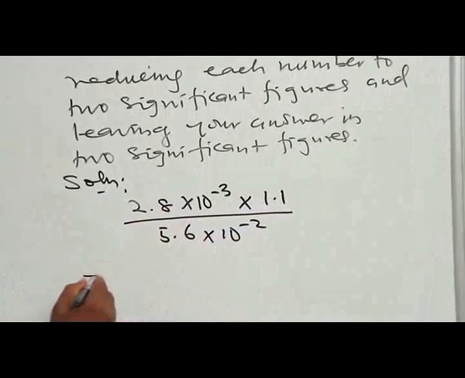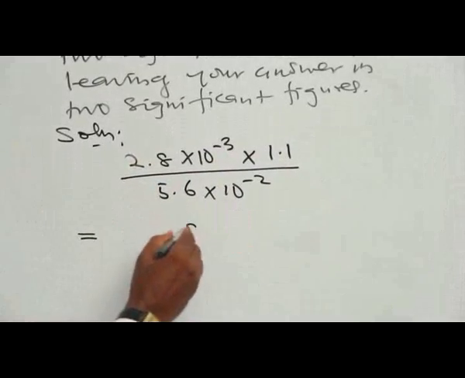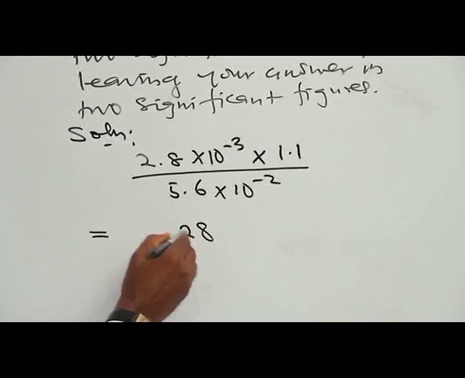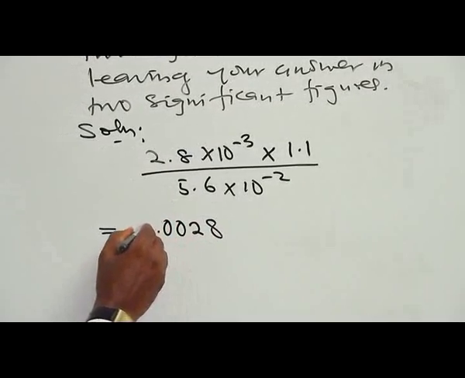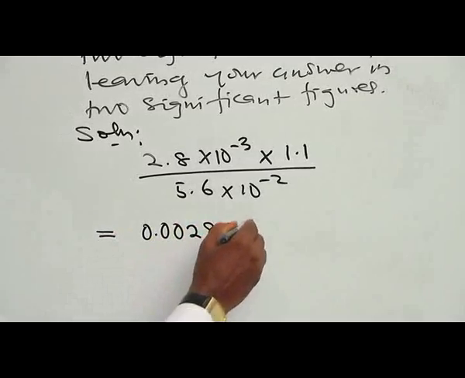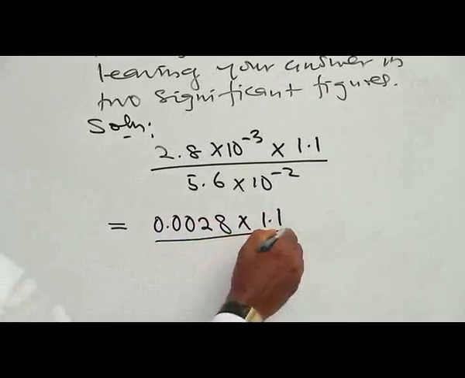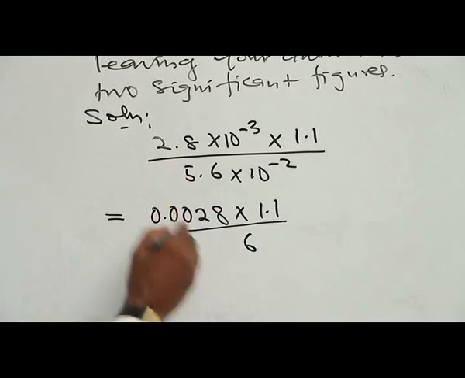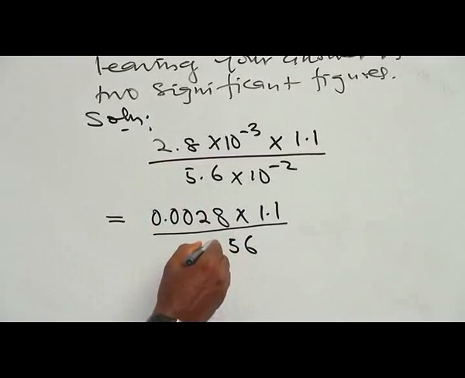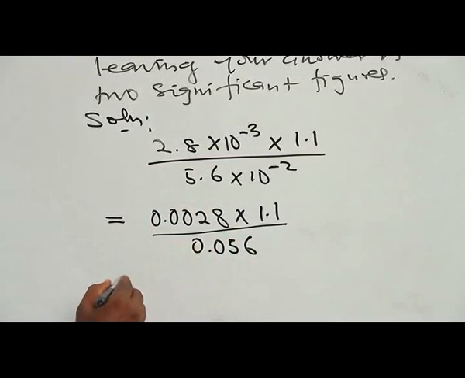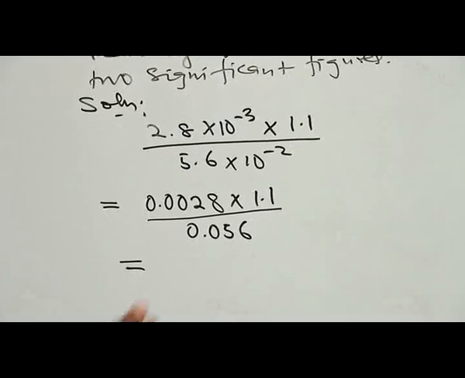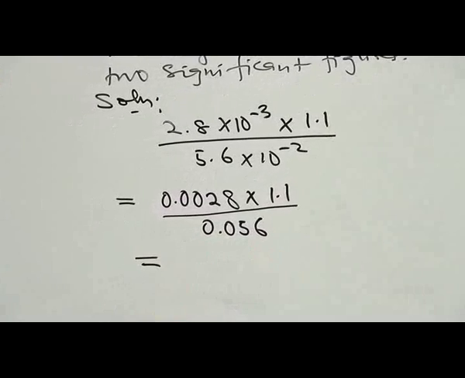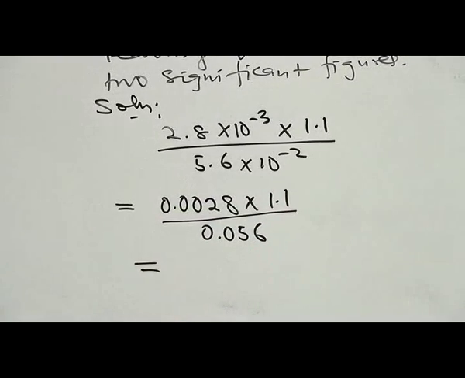And then, of course, you can write this in ordinary form. Moving the decimal point 3 places to your left, 1, 2, 3, and then times 1.1, all over, moving this again, you have 0.056. Now you can use your calculator because you're allowed to use the simple calculator to carry out these operations. You can use that and then you get an answer.